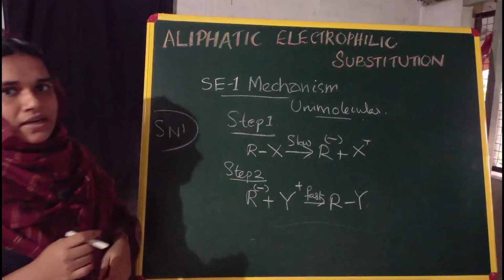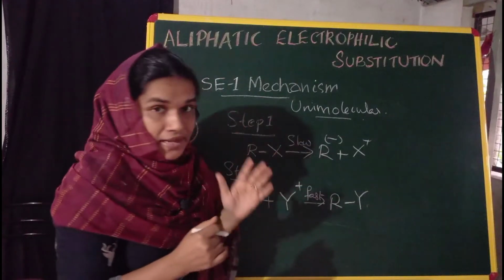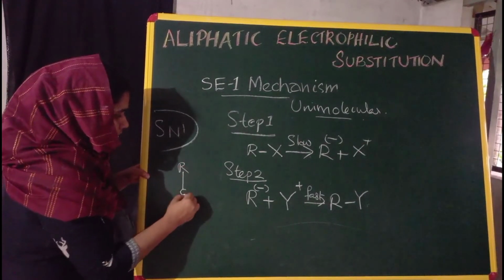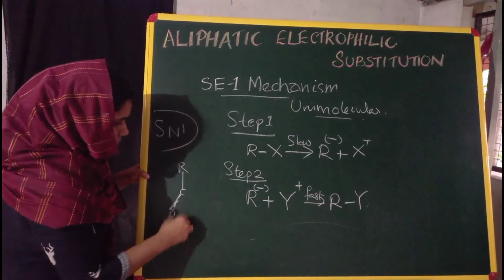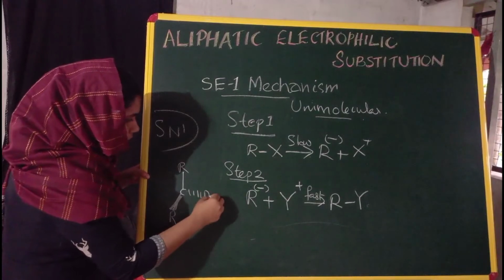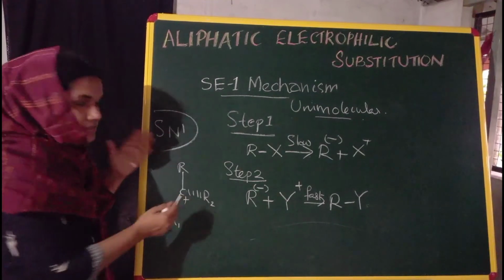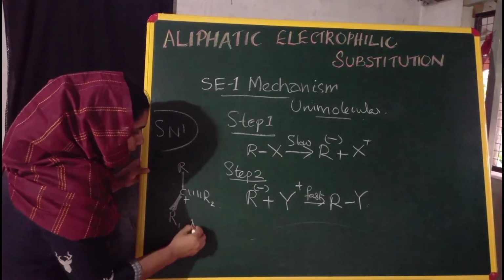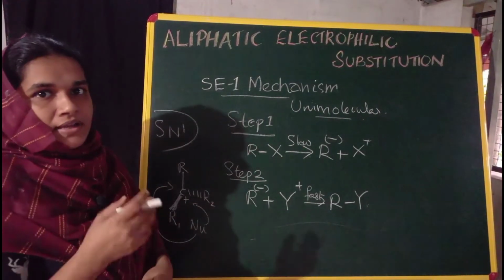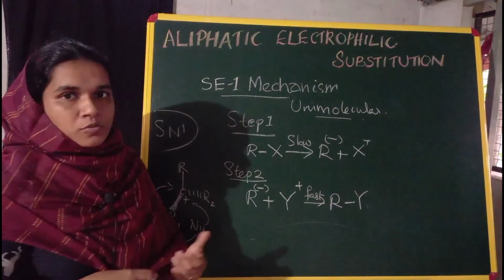Now, about the stereochemistry. In the case of the SN1 mechanism, a planar carbocation intermediate is formed. If you write the structure like this, here C, then one R group we label as R1, and another R group R2. So in the case of SN1, our intermediate is planar, so the nucleophile can attack from both sides. That is, attack from both sides is equally probable, and the product will be a racemic mixture if these three groups are different.